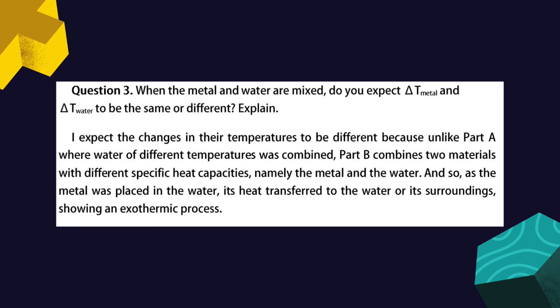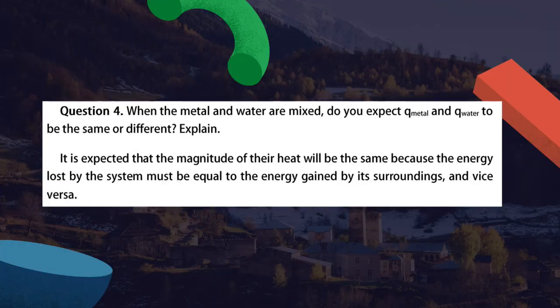Question number 3. When the metal and water are mixed, do you expect delta T metal and delta T water to be the same or different? Explain. I expect the changes in their temperatures to be different because, unlike Part A, where water of different temperatures was combined, Part B combines two materials with different specific heat capacities, namely the metal and the water. And so, as the metal was placed in the water, its heat transferred to the water or its surroundings, showing an exothermic process.